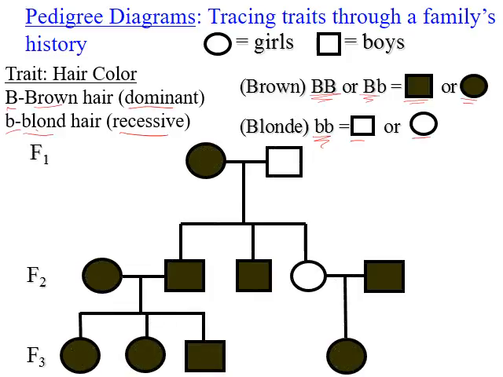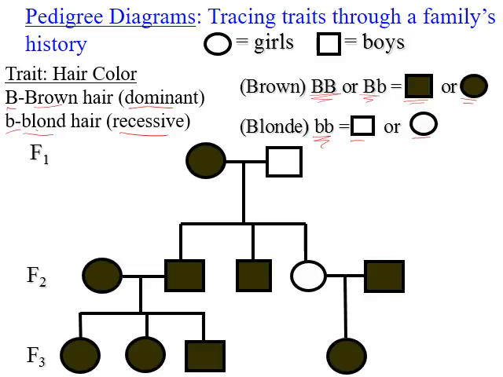So here's an example. Go ahead and see if you can figure out how many individuals are actually in this pedigree diagram. And I'll give you a second. You can pause the video. Then figure out how many have brown hair, how many have blonde hair, how many boys have brown hair, how many boys have blonde hair, how many girls have brown hair, how many girls have blonde hair.